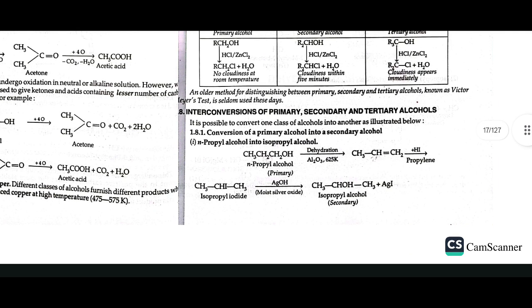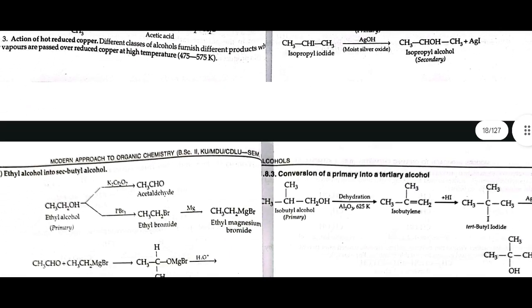Interconversions of primary, secondary and tertiary alcohols. It is possible to convert one class of alcohol into another class as illustrated below. Conversion of a primary alcohol into secondary alcohol: n-propyl alcohol into isopropyl alcohol as given below.